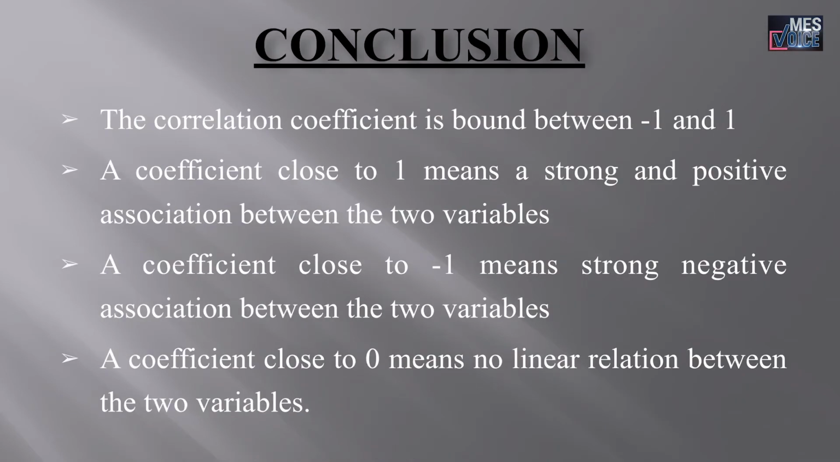Now, the conclusions. The correlation coefficient usually lies in the range -1 to +1. When r is -1, we say that there is perfect negative correlation. When r is +1, we say that there is perfect positive correlation. When r equals 0, we say that no correlation exists between the two variables.